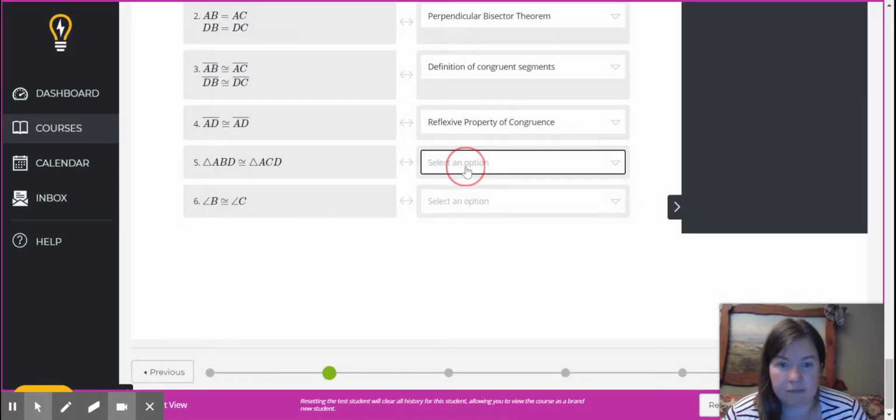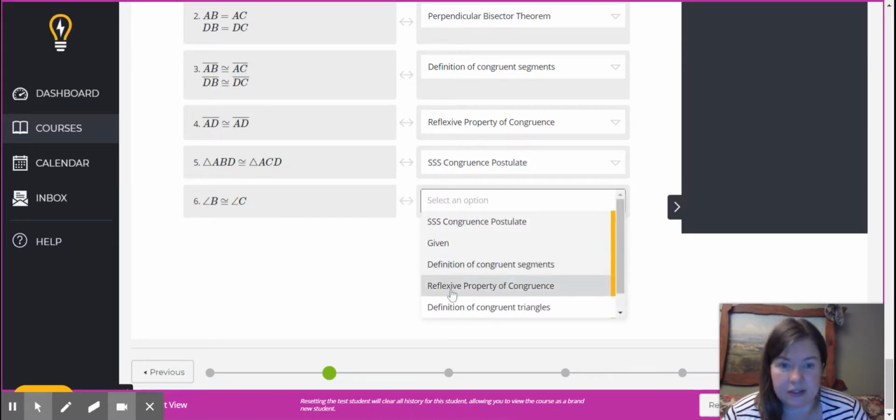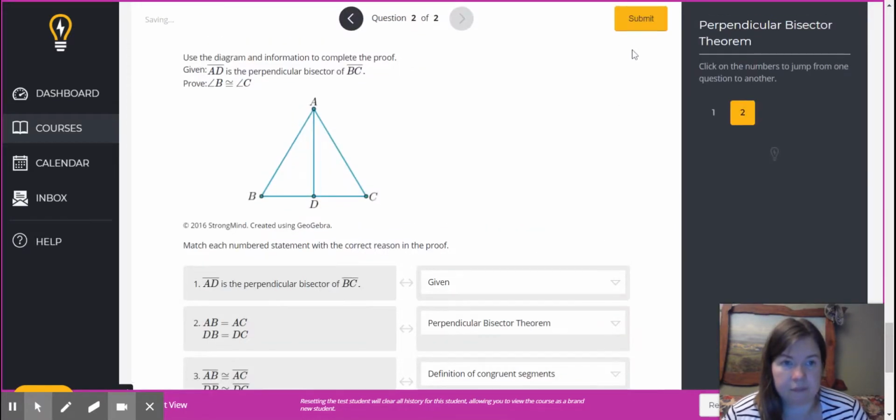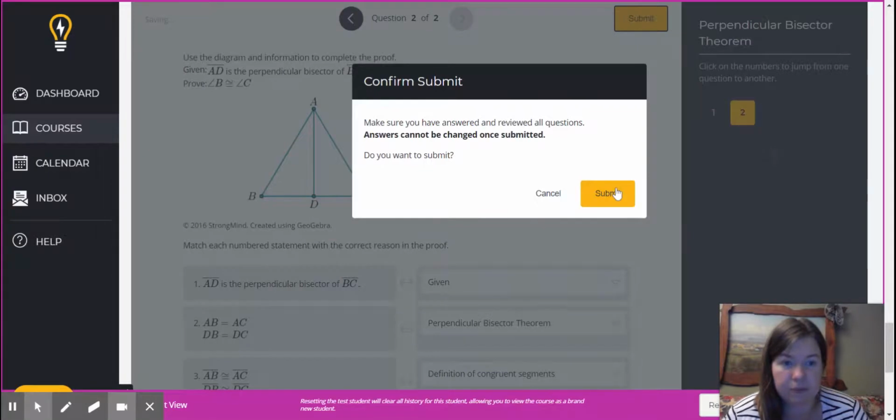And then the triangles are the same by the only one that's in here, side, side, side. So then B is congruent to C by definition of congruent triangles. Okay, there we go. That was 14.1.